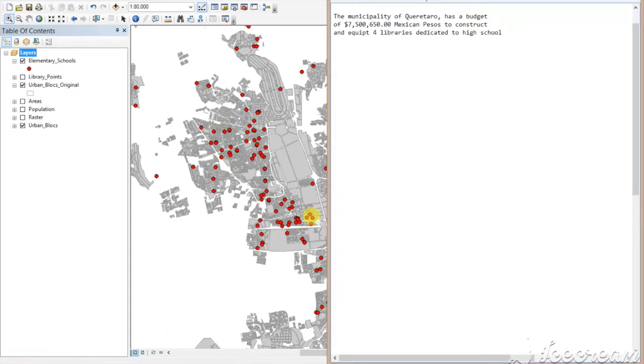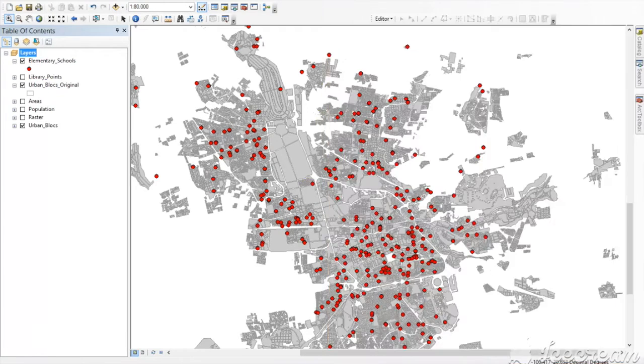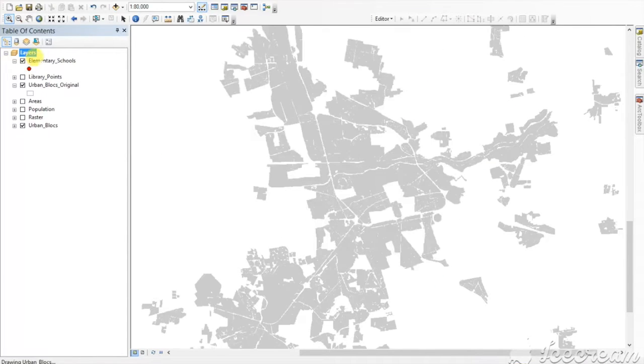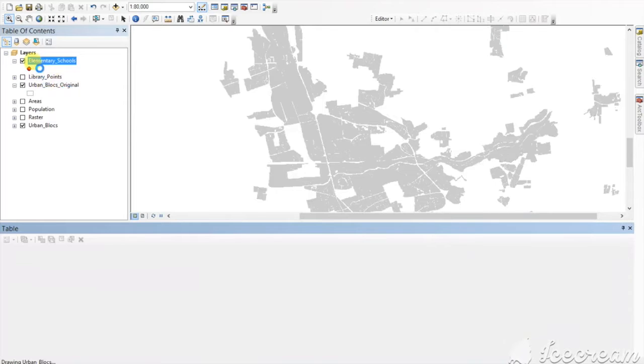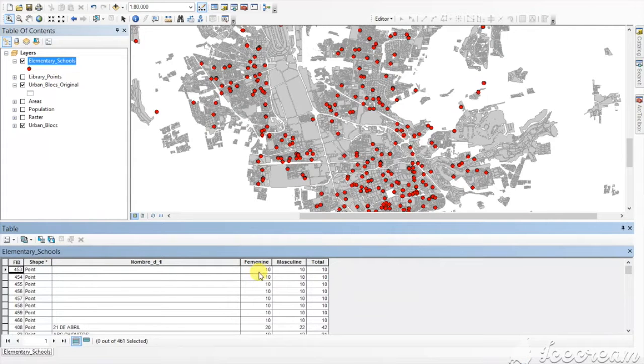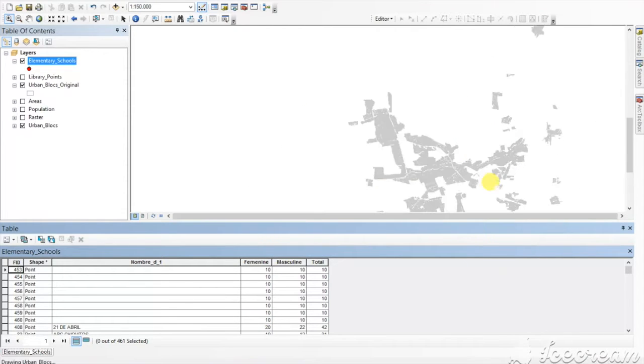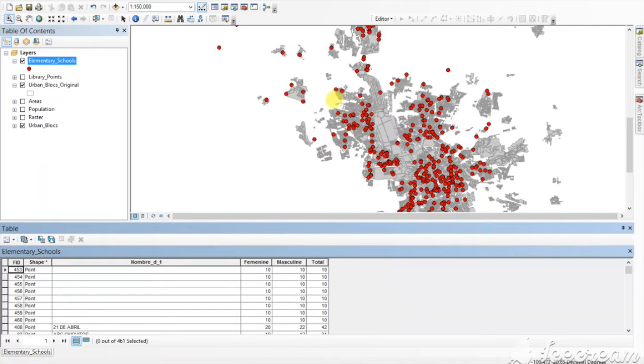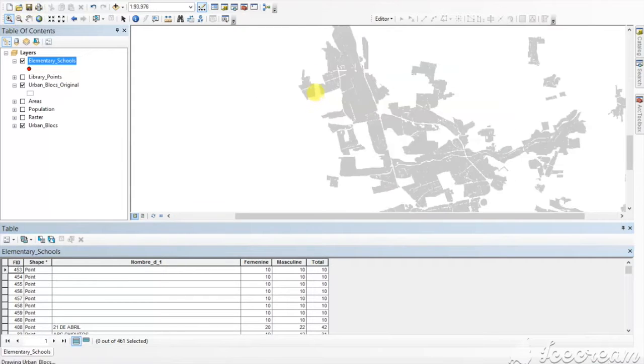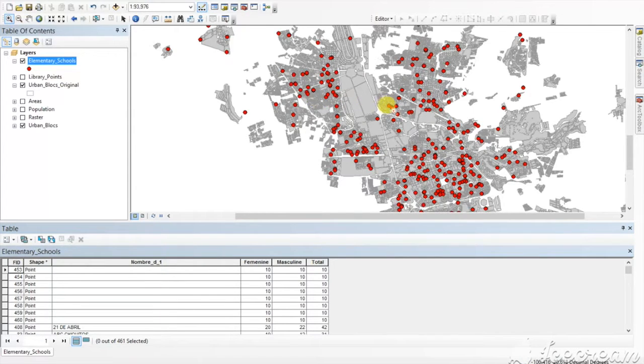So let's start with this first problem, in which the municipality of Querétaro has a budget of 7 million to equip and construct 4 libraries for high school students. Over here, as you are seeing, we have a census of elementary schools. And this can start by giving us a sense of how many students are in these schools and where the students are concentrated, so we can locate those libraries in places that will be accessible to the highest number of students.